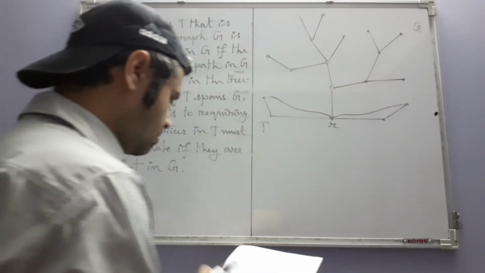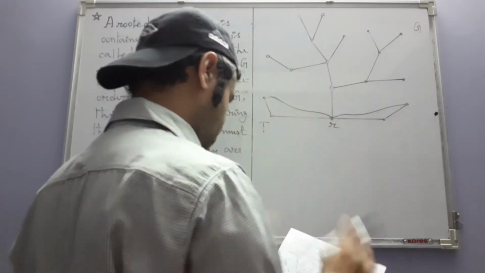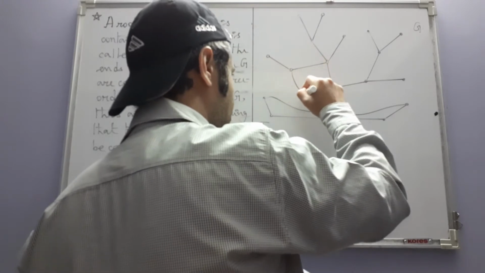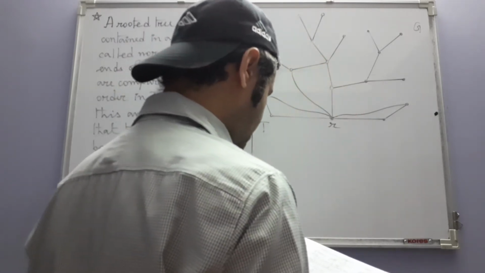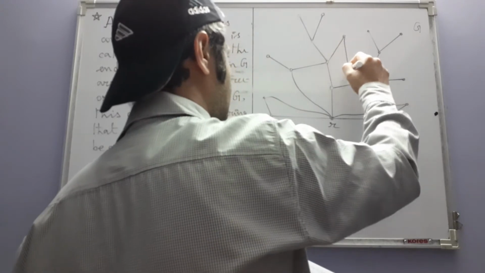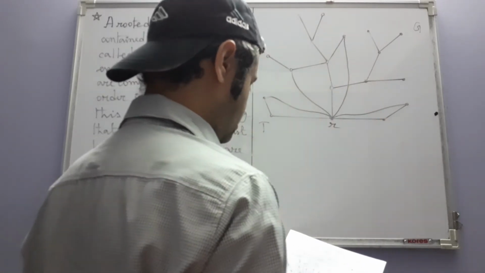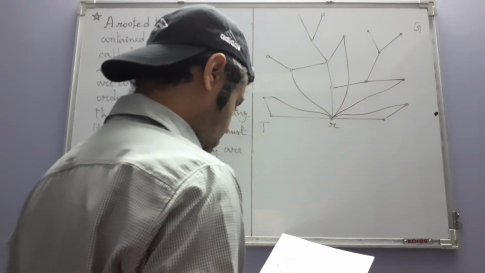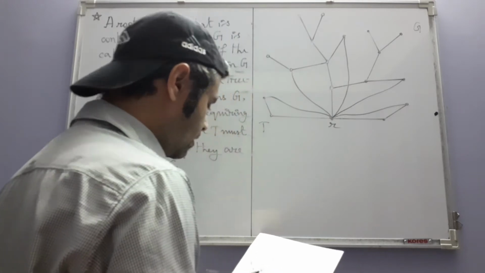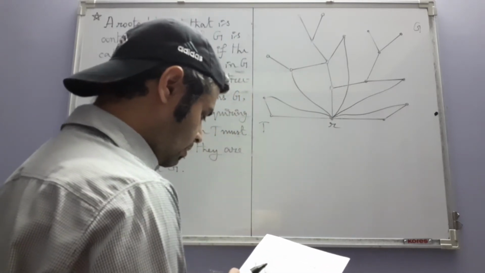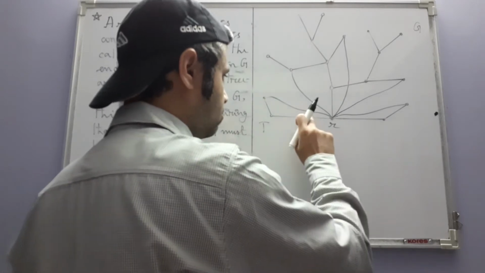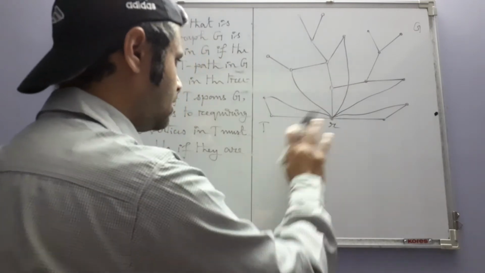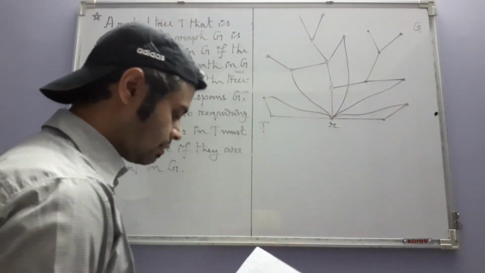Let us first see the edges that are incident on the root. There is an edge like this, and then there is one edge like this, and there is one edge like this also. Okay, so what is the degree of r here? 1, 2, 3, 4, 5, 6, 7, 8. Yes. So we are done with r and we are done with these other vertices also.